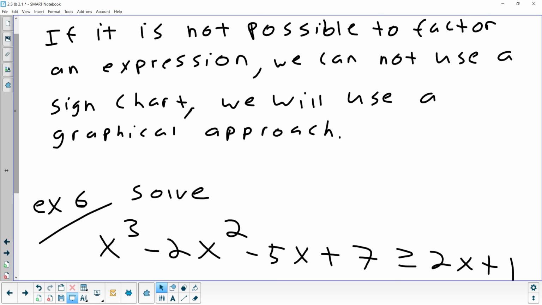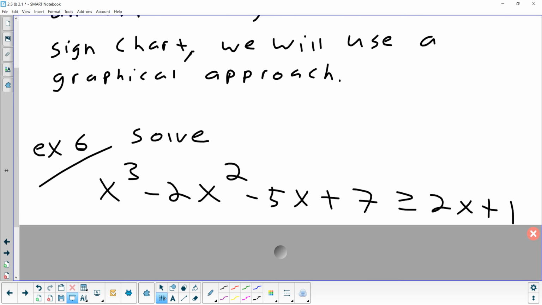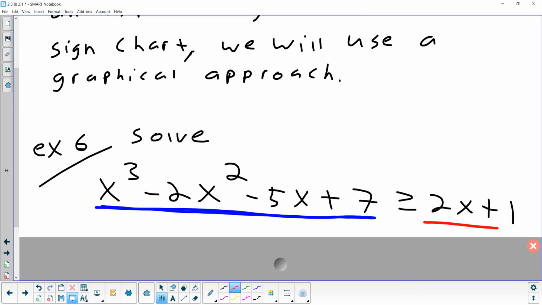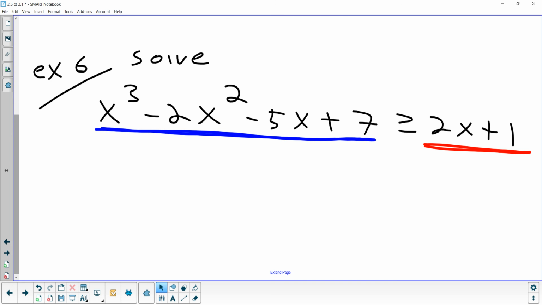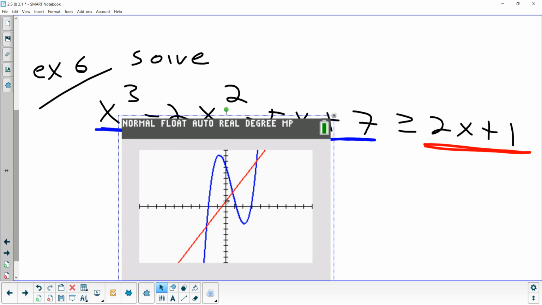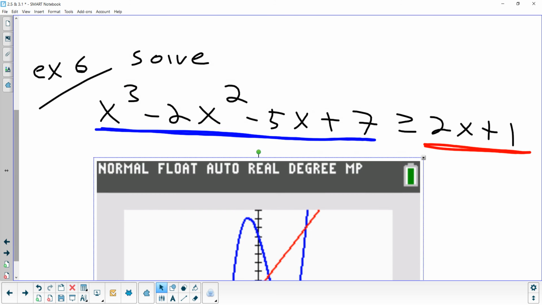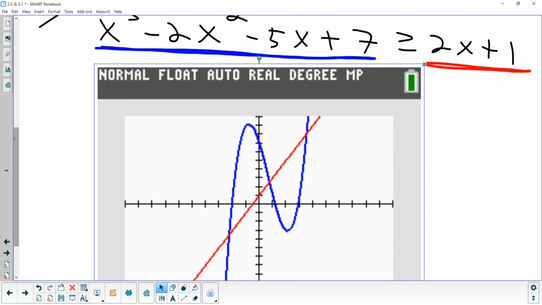Right, so my cubic function is in blue. It was this one. And I want to know where that one is above the red one. Okay, so here's my picture. First of all, is the blue one ever above the red one? What do you think, Ashley? Yes. Can you tell me how many different sections is the blue above the red? 3.